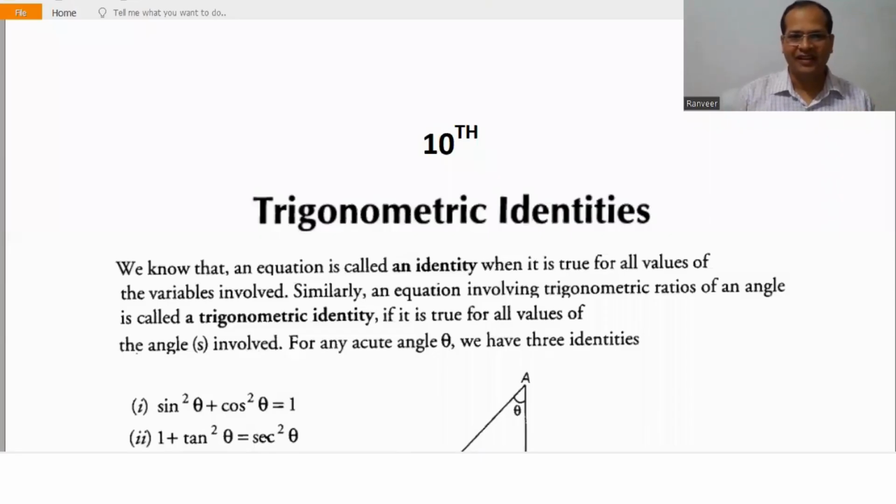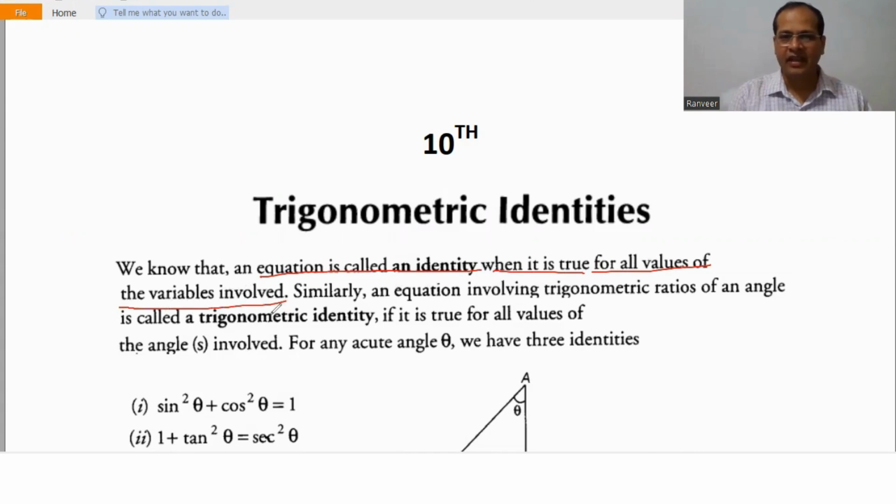Hello dear student. Today we are going to discuss trigonometric identities. So first of all, we have to understand what an identity is. An identity is nothing but an equation. Any equation is called an identity when it is true for all values of the variable involved.